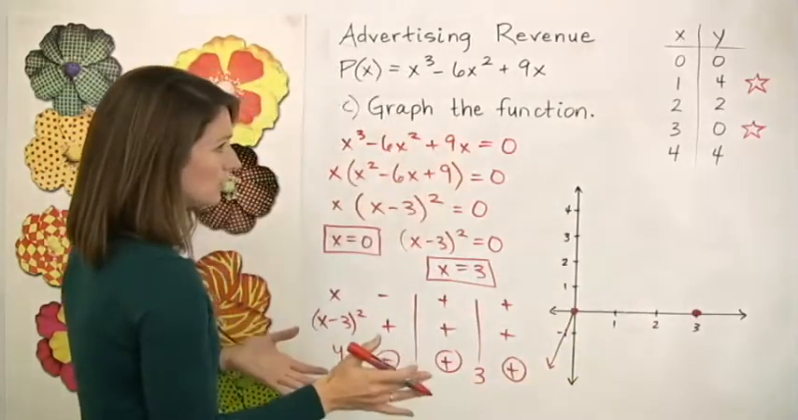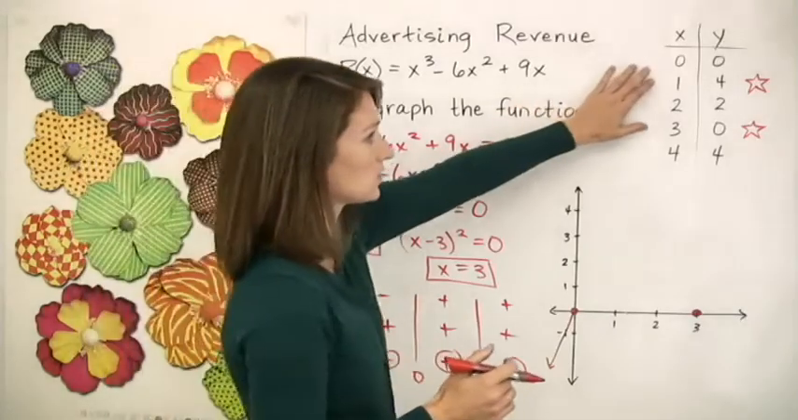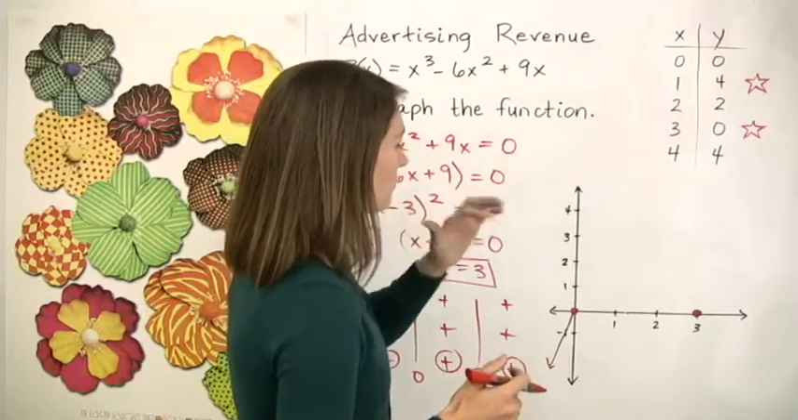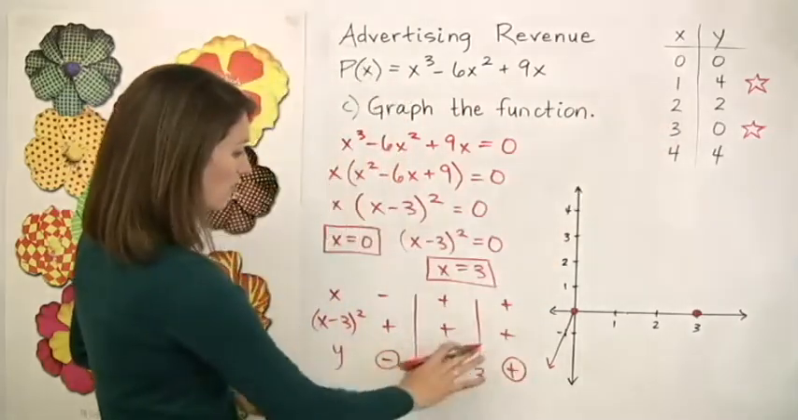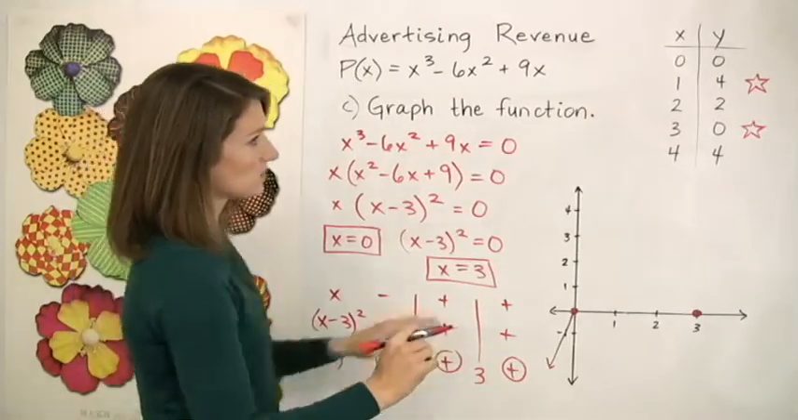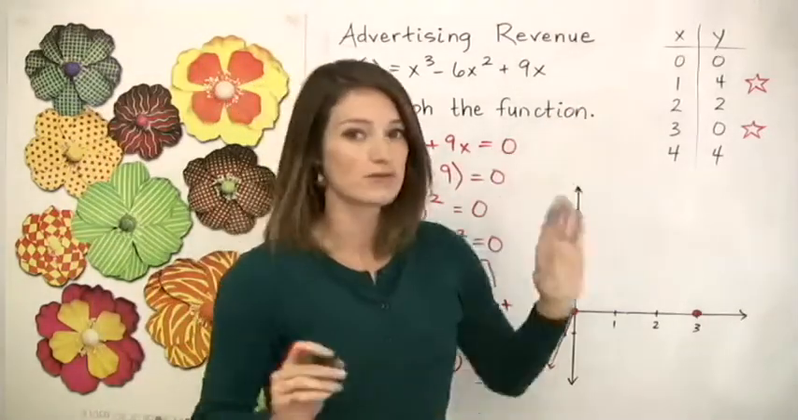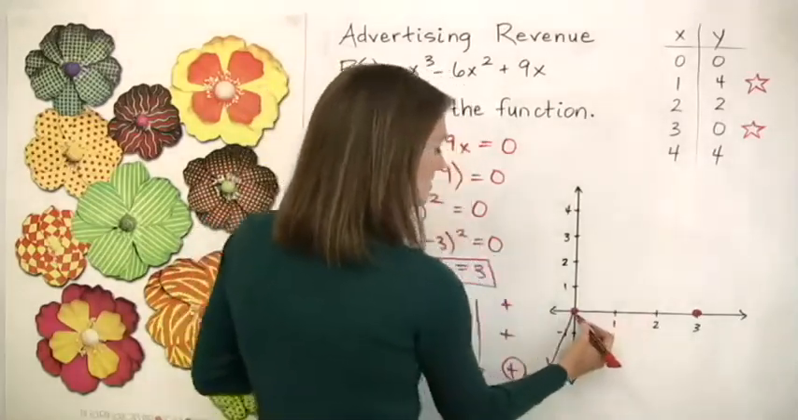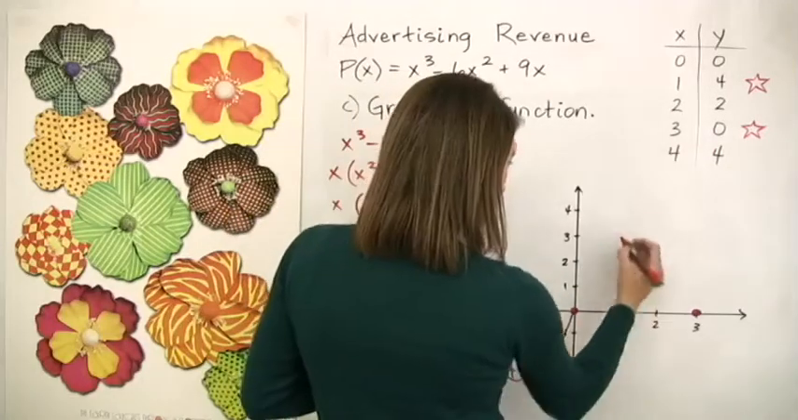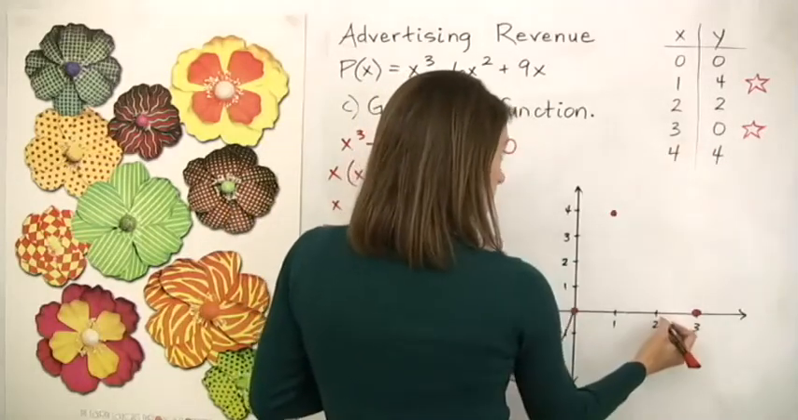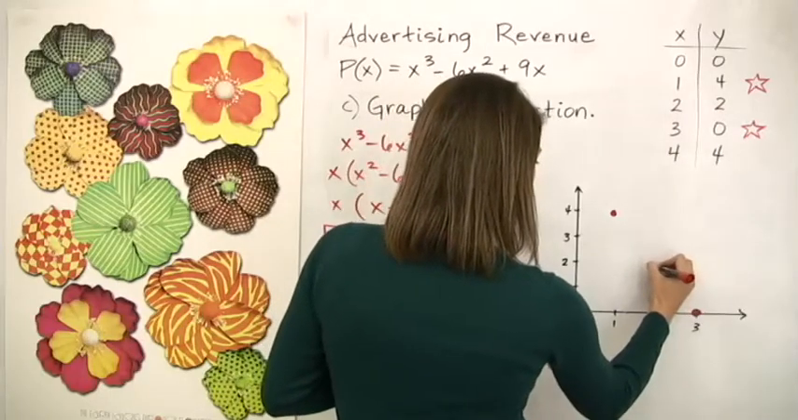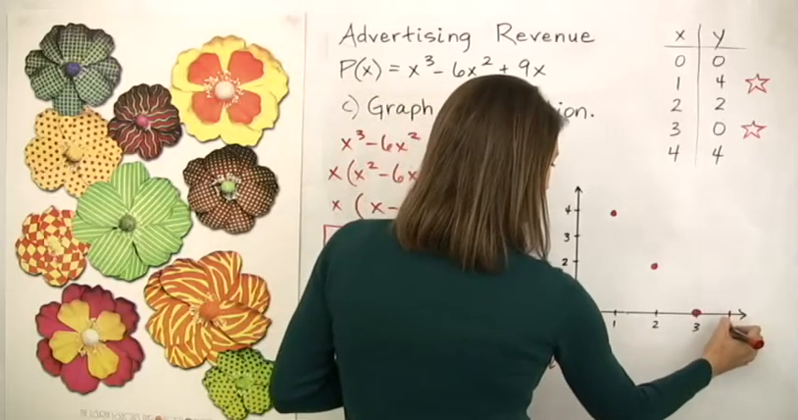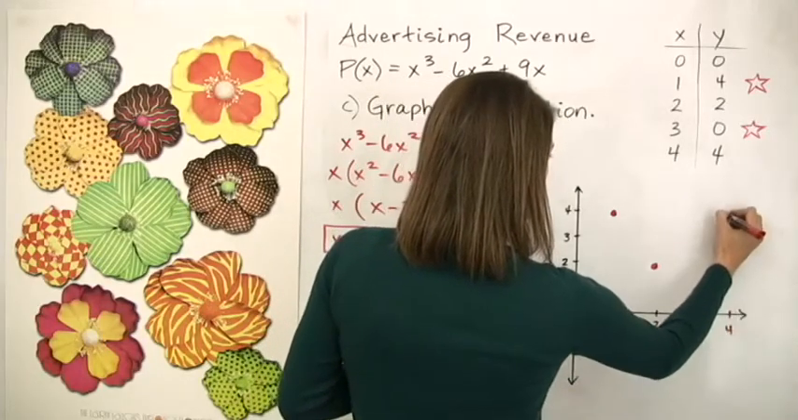And so the turning points that we found come in handy here. Our turning points are at 1, 4 and at 3, 0. And so we'll think about how that plays into our values for y from our sign chart here. So let's plot these points that we found in our first table, and that'll help us get a clearer picture of what this function looks like. So we've done 0, 0. Let's plot 1, 4, and 2, 2, and then 3, 0 is done for us, and then add a 4 onto our axes, 4, 4.